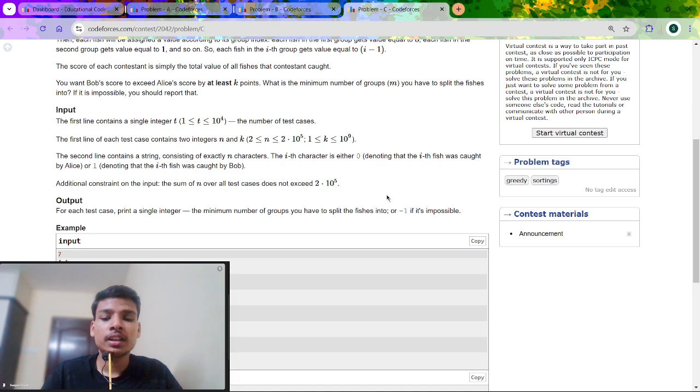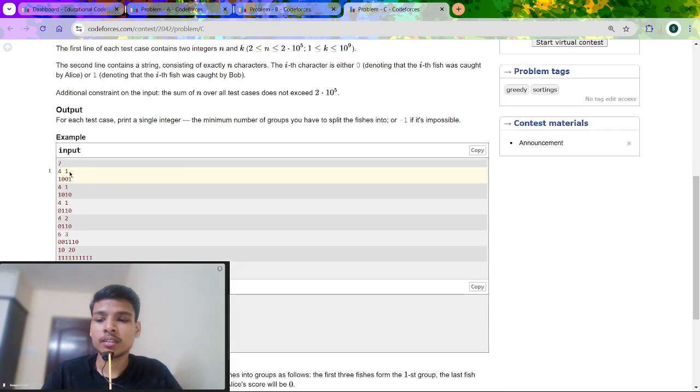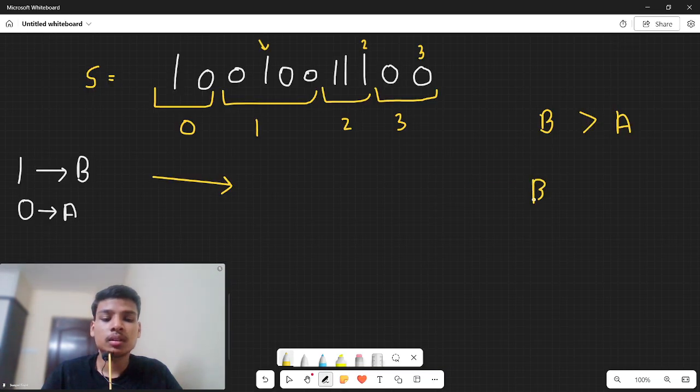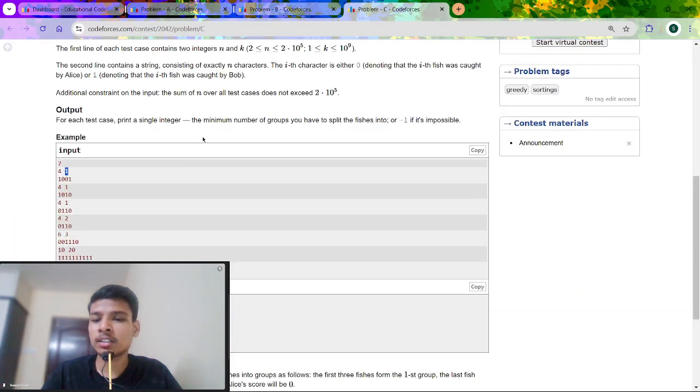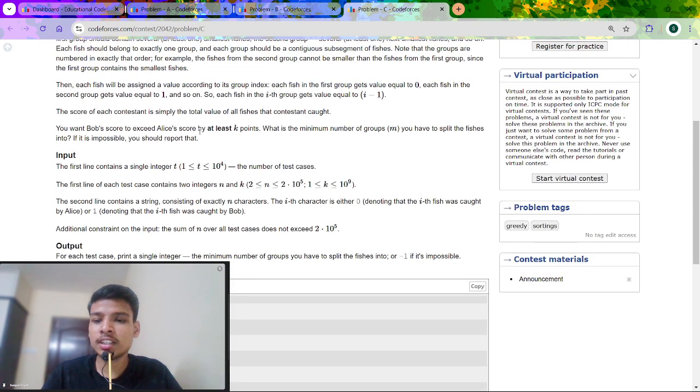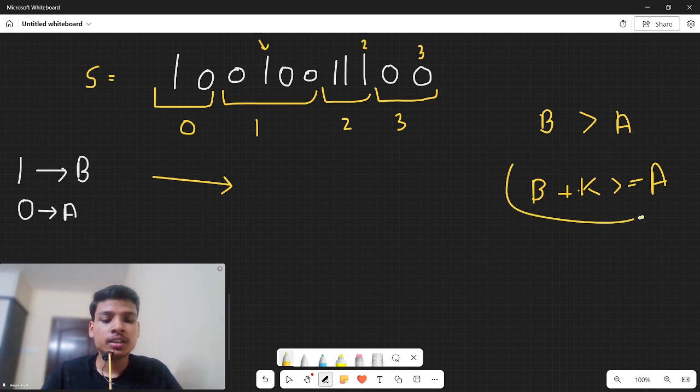What is k? k is given to you. Which means Bob's number plus k should be greater than or equal to Alice's. Just at least k points, yes. So this is the only condition: Bob's number plus k should be greater than or equal to Alice's.